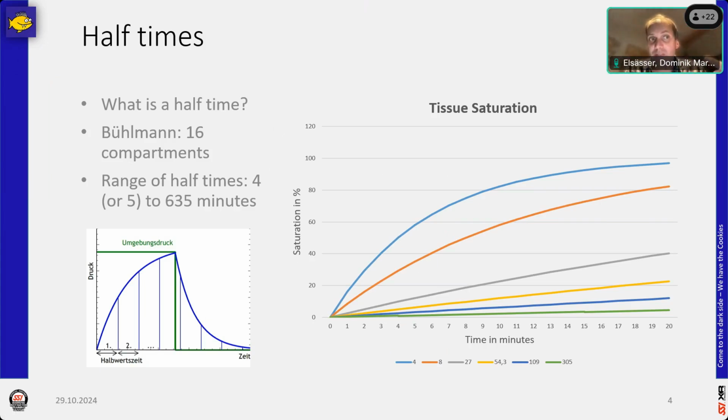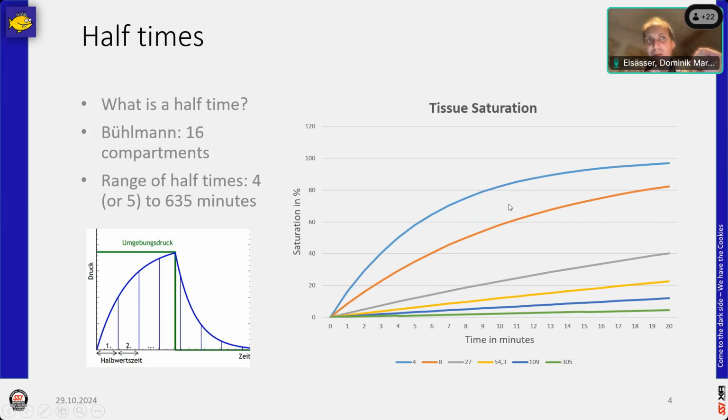Now, why is it called half time? Well, because this process of coming into equilibrium does not happen linearly. That does not happen like this. No, it happens actually in a way that this remaining pressure difference, whatever it is, is halved in always the same time. So you go from, I have a pressure difference equal to 1.